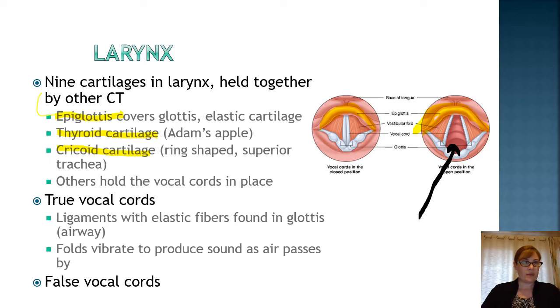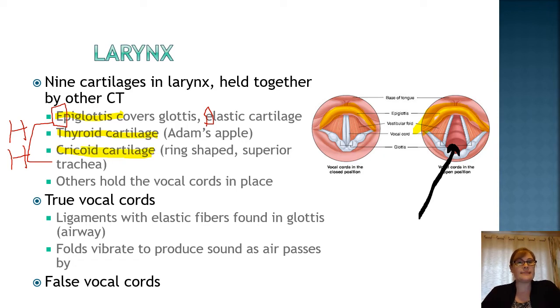So we have the epiglottis, the E, and elastic. Epi is elastic, and these 2 cartilages are hard hyaline. Sorry, I'm not good at this. Okay. So then the other cartilages that are involved, you don't need to know the names for them right now for this class.